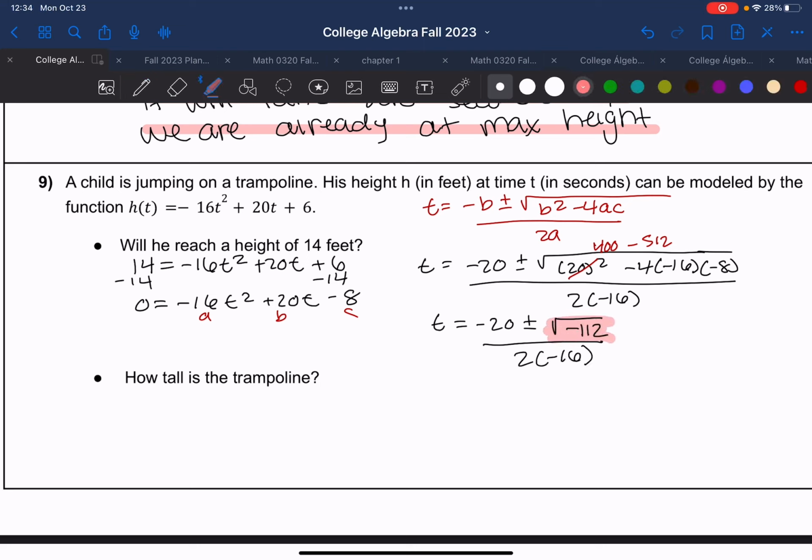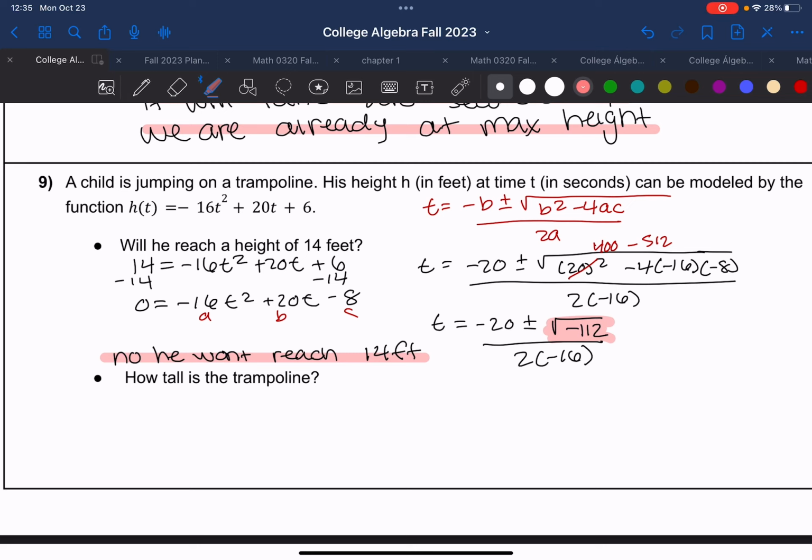Since I end up with a negative number under the square root, that tells me that I am not going to have a real solution. That means I cannot continue to solve this problem because any answer I'll get from it is going to be imaginary. So the question, will he reach a height of 14 feet? We would say no. No, he won't reach 14 feet.